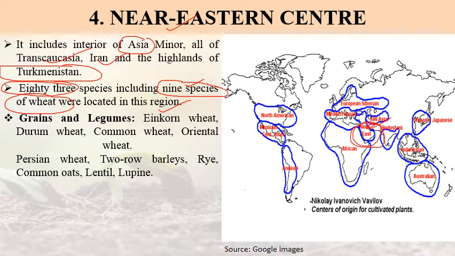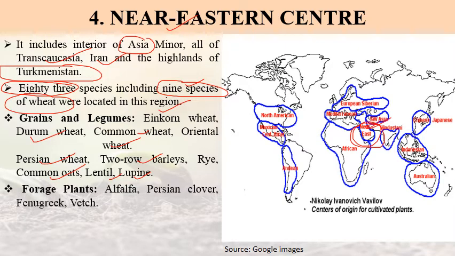Grains and legumes, it includes einkorn wheat, durum wheat, common wheat, oriental wheat. Then we have Persian wheat, turgidum, barley, rye, common oats, lentil, lupine. So these are some grains and legumes which originated in this center of region.